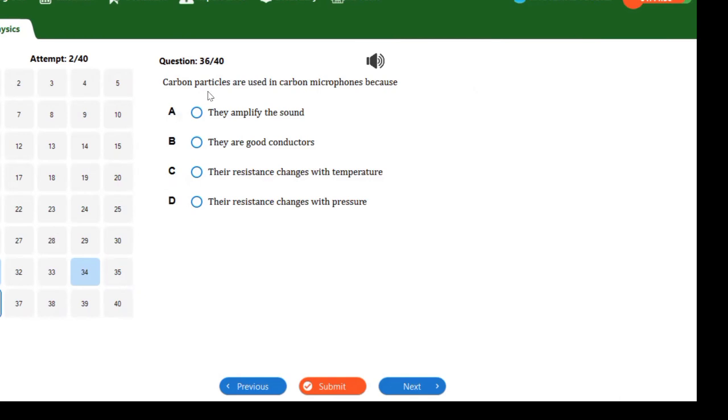Question 36 says, carbon particles are used in a carbon microphone because A, they amplify the sound, B, they are good conductors, C, their resistance changes with temperature, D, their resistance changes with pressure. The correct answer is option D.